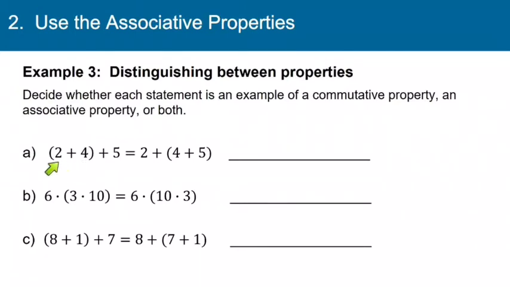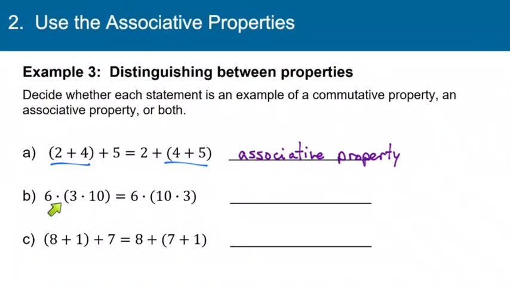However, look at the parentheses. These parentheses contain 2 plus 4. These parentheses contain 4 plus 5. So the grouping has changed. So this is an example of the associative property. Now look at part B.